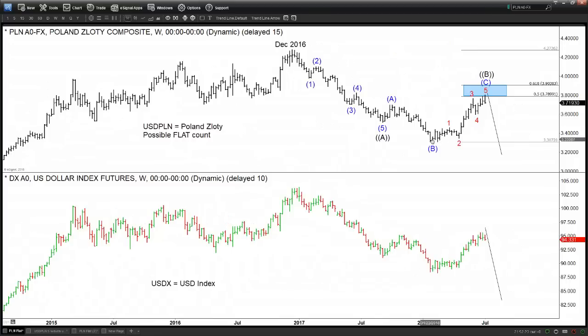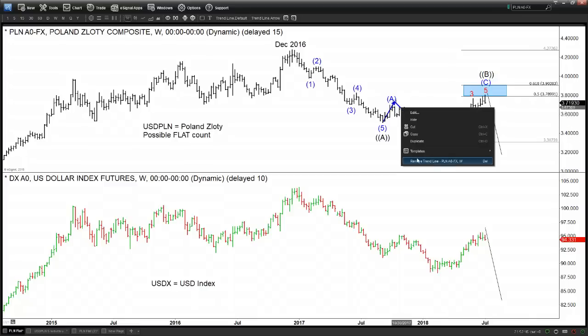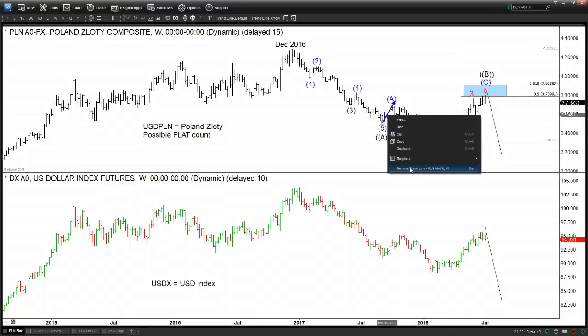the 5 waves up that we see starting from January 2018 is a wave C of a flat. So where's the flat from? The flat comes from here in September 2017. So we got this wave A, wave B, and then wave C. Right, so if this is a flat from here, we can make something like this.